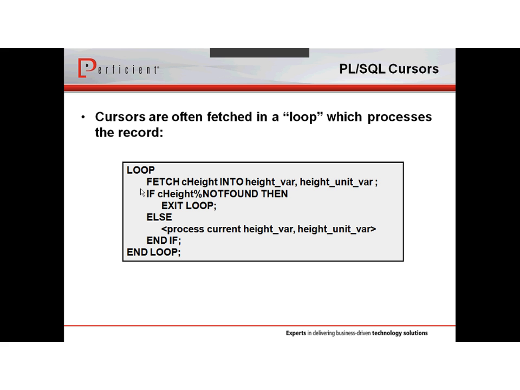If that is true, it's a Boolean variable, then that means there's no more data, so you're going to exit the loop. You're going to start executing here in the program. Otherwise, if it's found, basically the opposite of not found, this is false, C height not found is false, then it's going to process the current height var, height unit var, whatever it has to do with it. Maybe convert it to some other unit, whatever it needs to do. And then the if-then statement, or the if-else statement, ends, and it goes back and picks up the other loop.